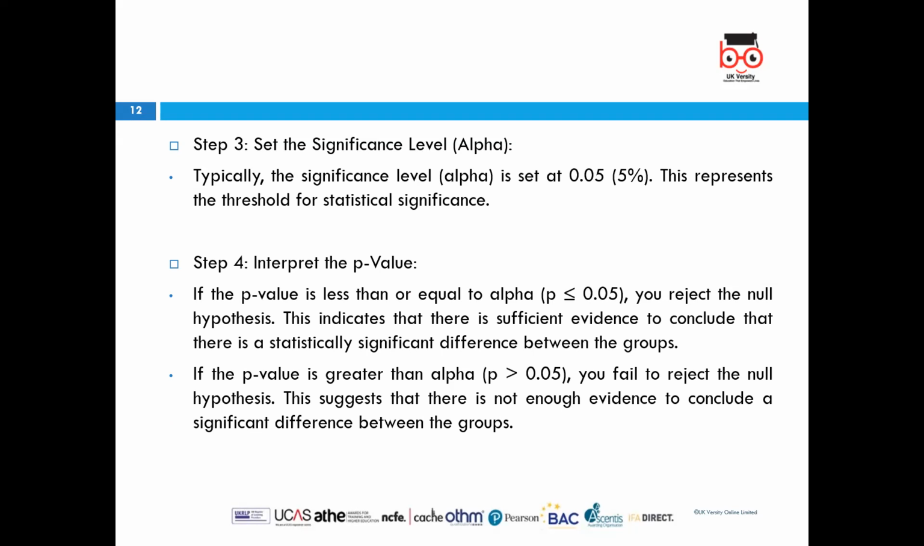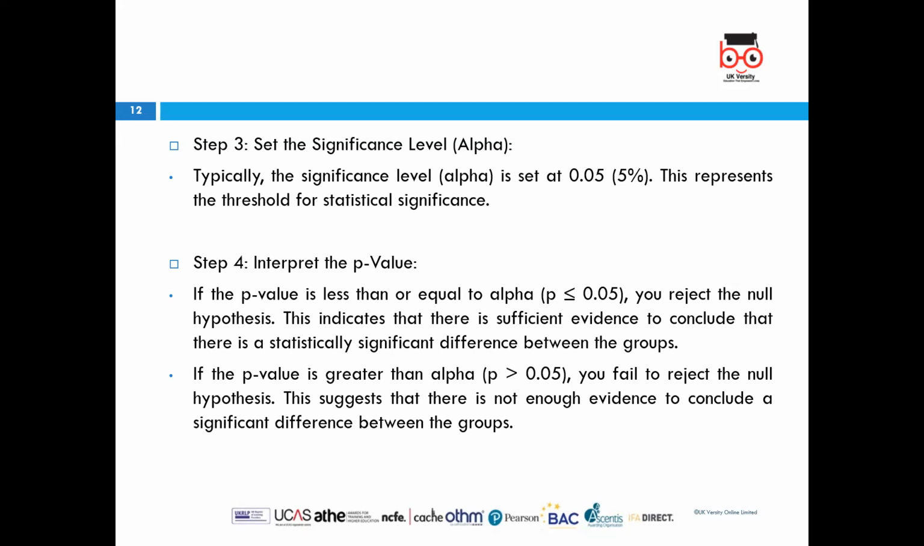And then the fourth step is to interpret the p-value. So if the p-value is less than or equal to alpha, the null hypothesis is rejected. So which indicates that there is sufficient evidence to conclude that there is a statistically significant difference between the two groups. So that is how you reject the null hypothesis and accept the alternate hypothesis.